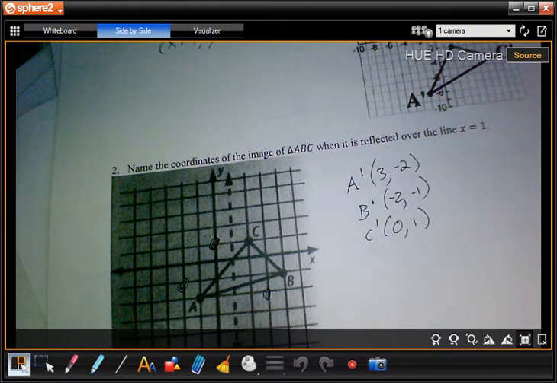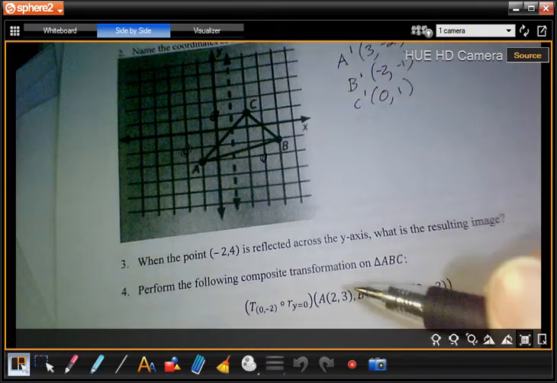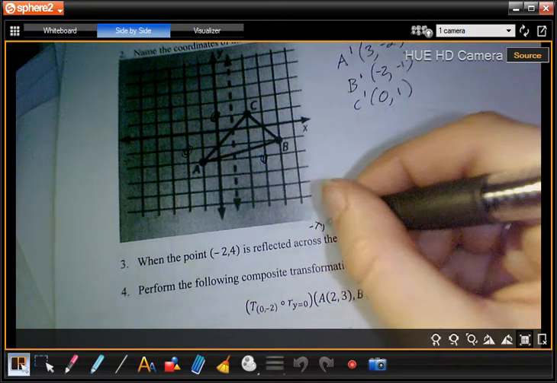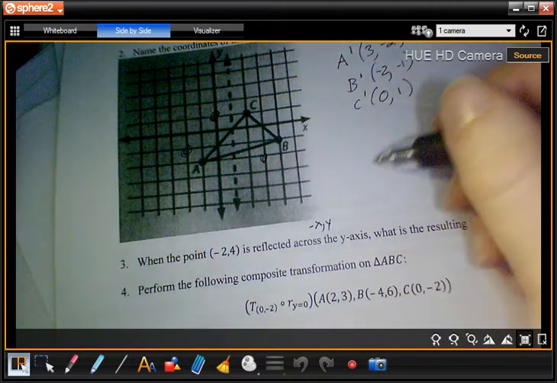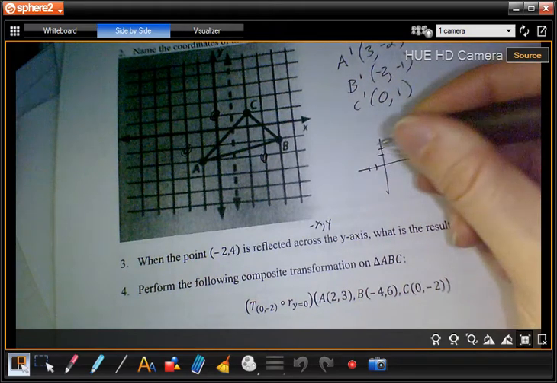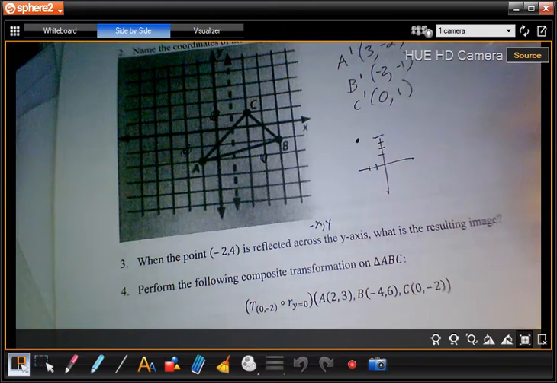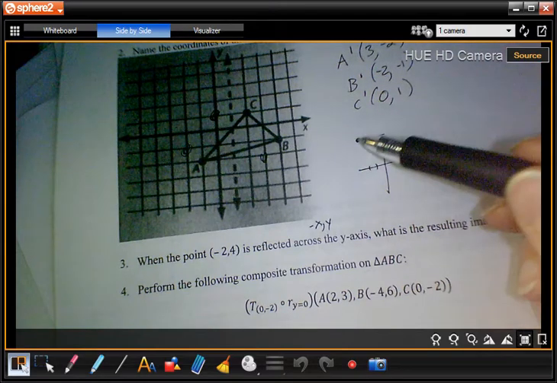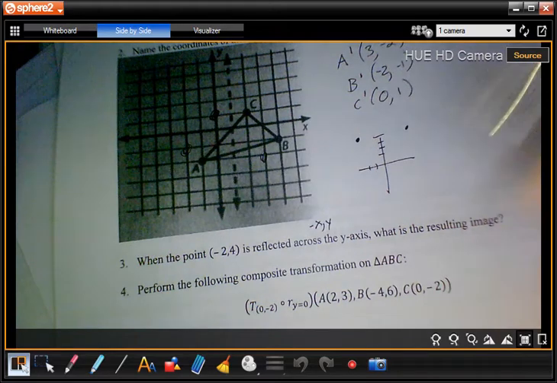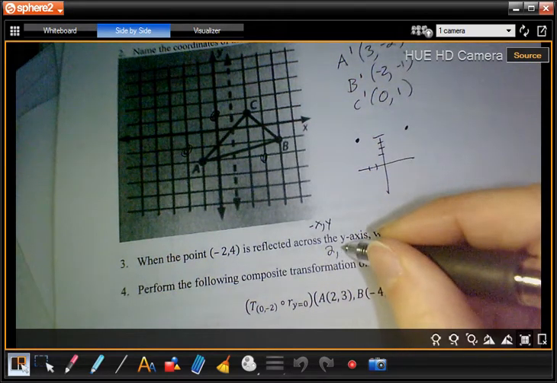Okay. Number 3. When I reflect across the y-axis, I am using the formula negative x, y. If you think of it this way too, if I've got negative 2, 4, and I'm reflecting across the y-axis, it's moved over here. Okay? So it becomes 2, comma, 4.